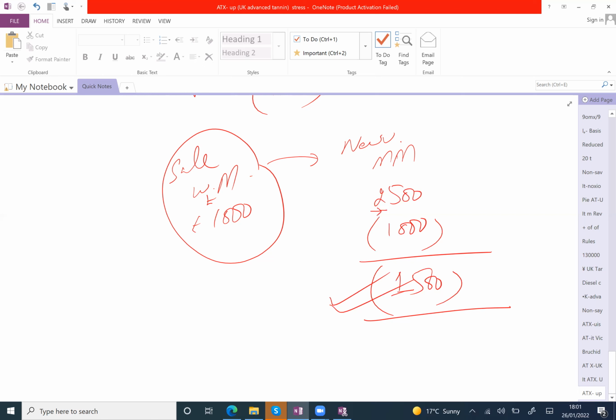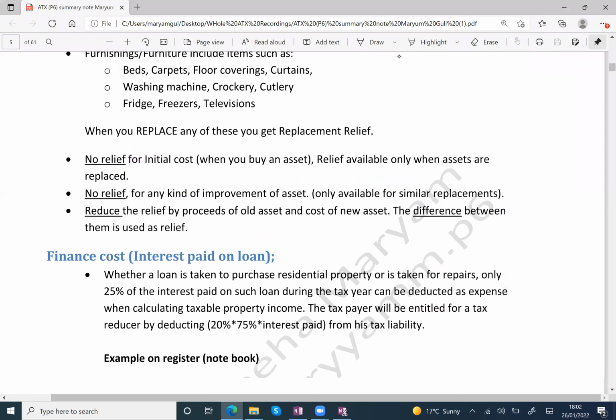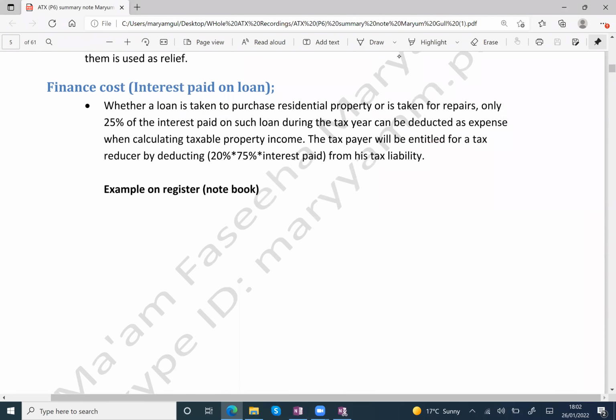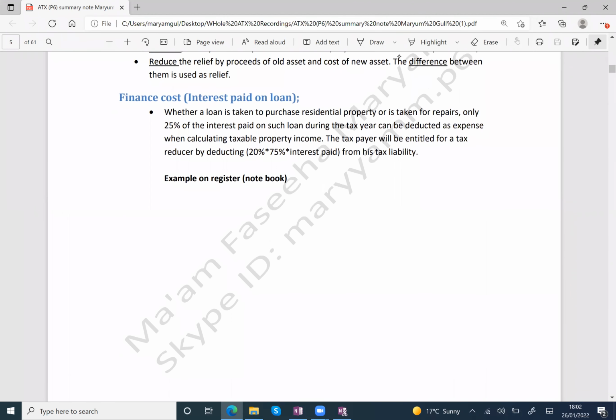So that is the replacement furniture relief topic. Next, finance cost. I will make some changes here, so you just write down.